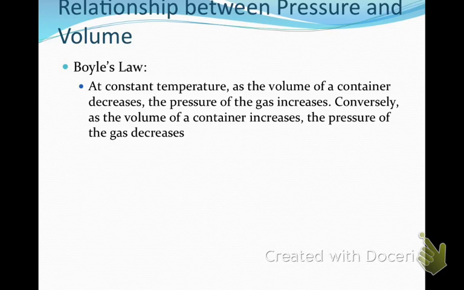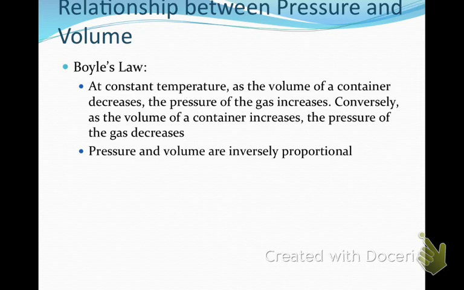Conversely, as the volume of the container increases, meaning the volume gets bigger, the container gets bigger, the pressure of the gas decreases. There's less movement of those particles. There's less collisions with the sides of the containers as well. So pressure and volume are inversely proportional.